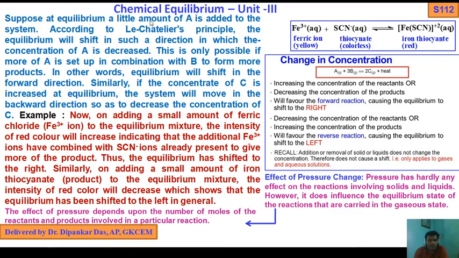Suppose at equilibrium a little amount of A is added to the system. According to Le Chatelier's principle, the equilibrium will shift in such a direction in which the concentration of A is decreased. This is only possible if more of A is used up in combination with B to form more products. In other words, equilibrium will shift in the forward direction.